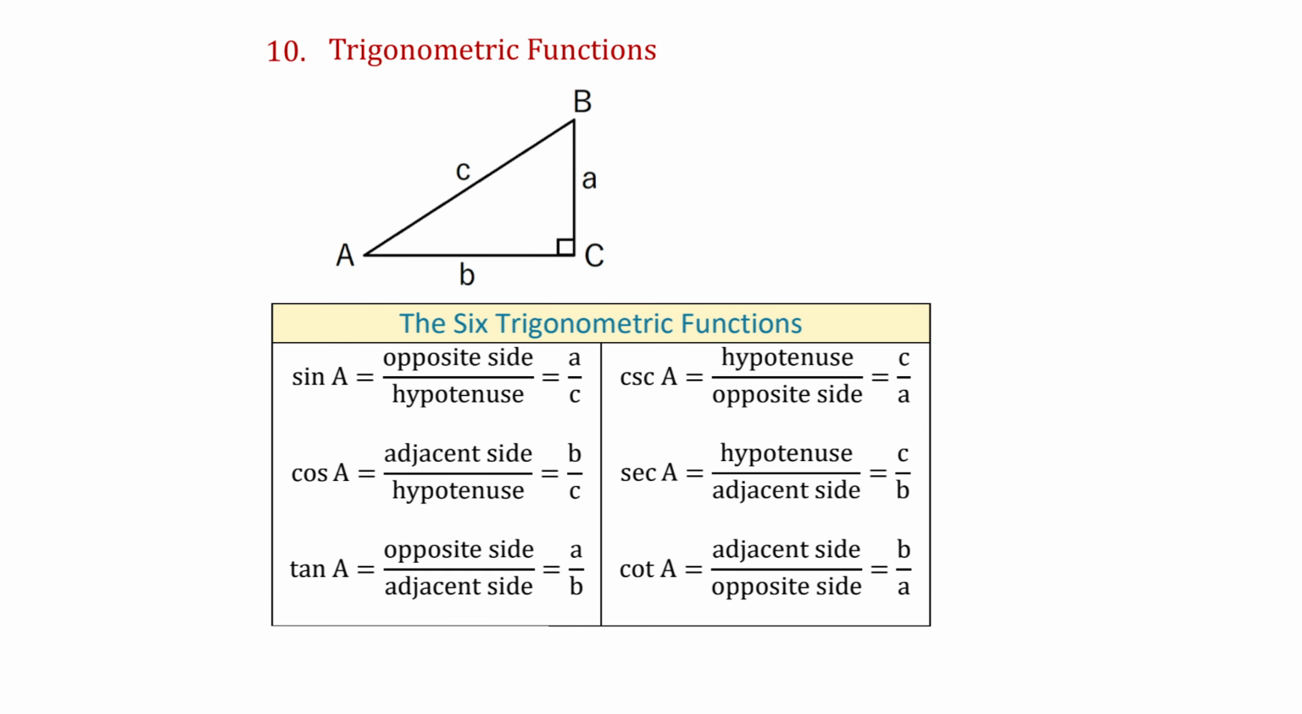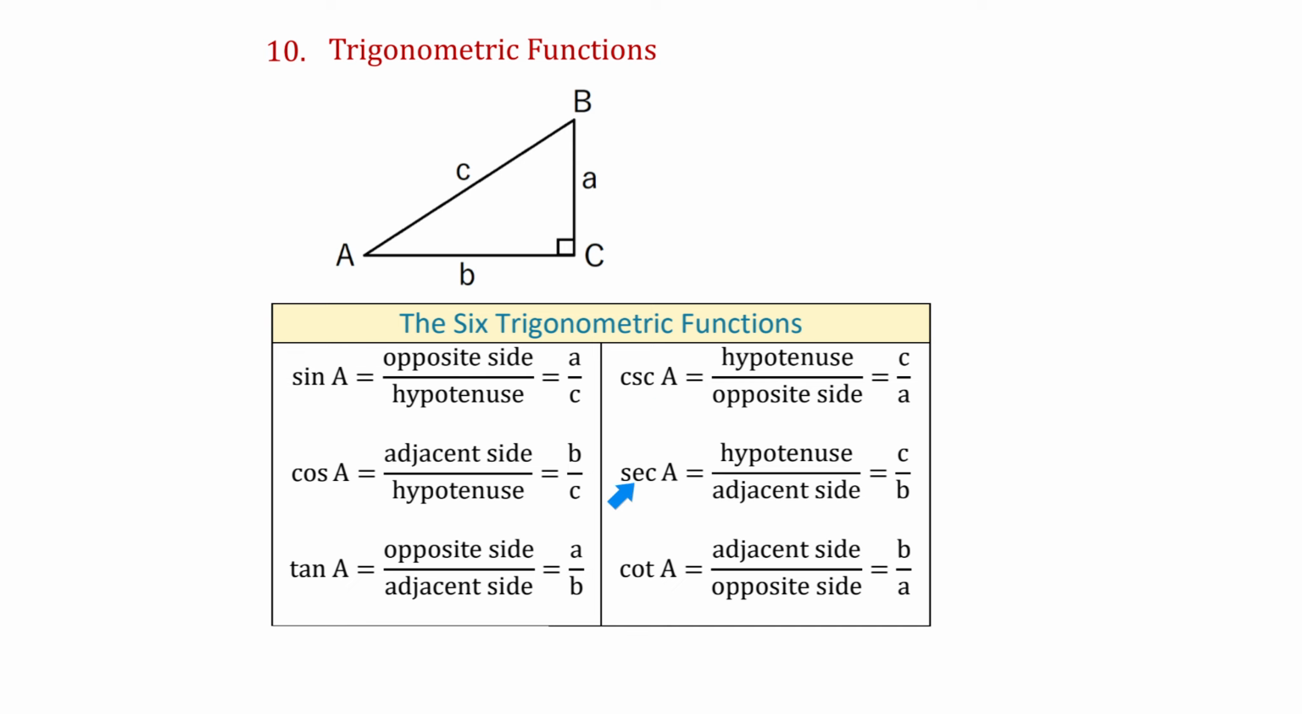The next topic is the trigonometric functions. In a right triangle, sine of an acute angle A equals the opposite side a divided by the hypotenuse c. Cosine of angle A equals the adjacent side b divided by the hypotenuse c. Tangent of angle A equals the opposite side a divided by the adjacent side b.